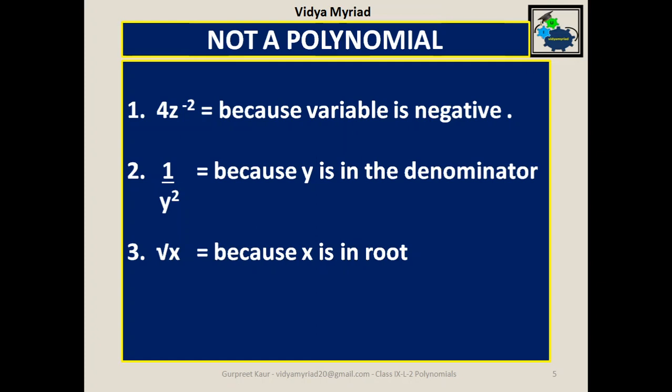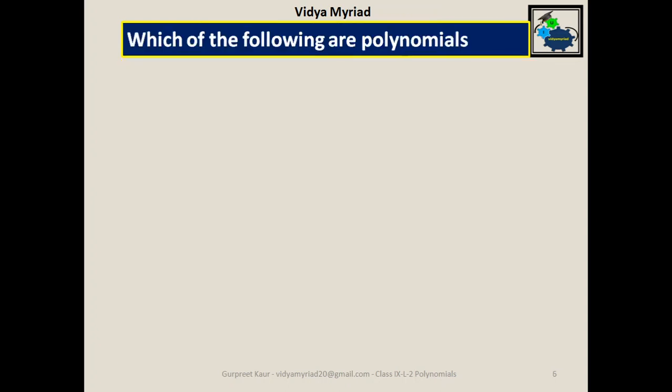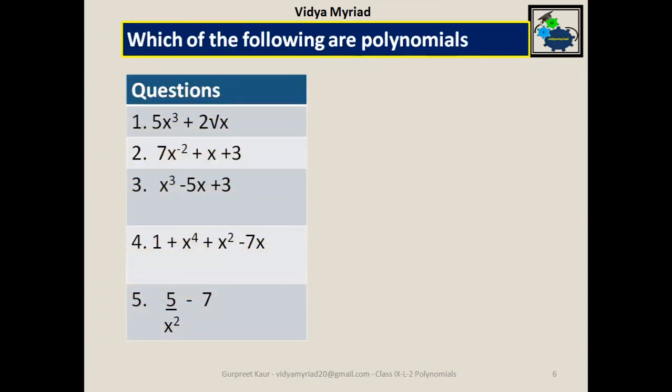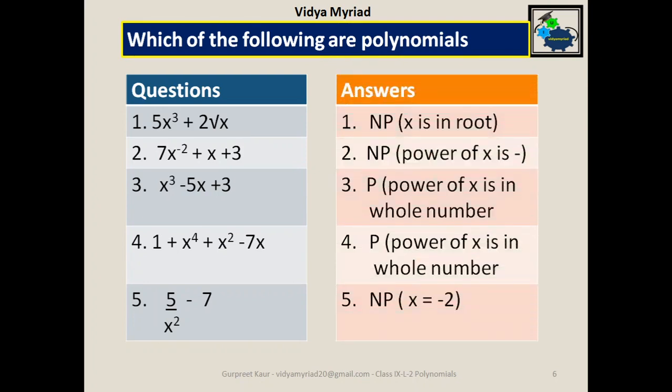Next is root x. When your variable is in root, then also it is not a polynomial. So these are the 3 specific cases you need to understand when an expression is not a polynomial. Now here I am giving you some examples so that you are able to distinguish whether these are polynomials or not a polynomial. Let me show the answers for this.